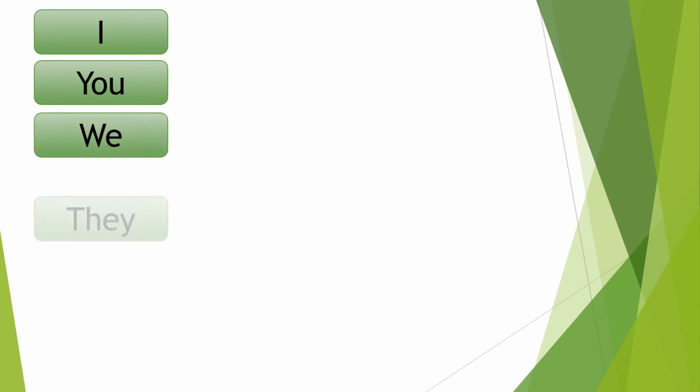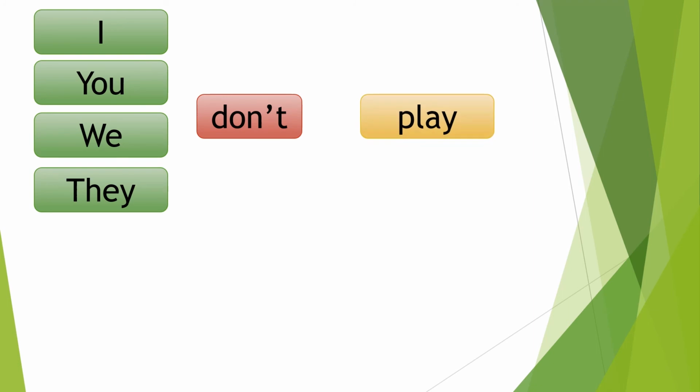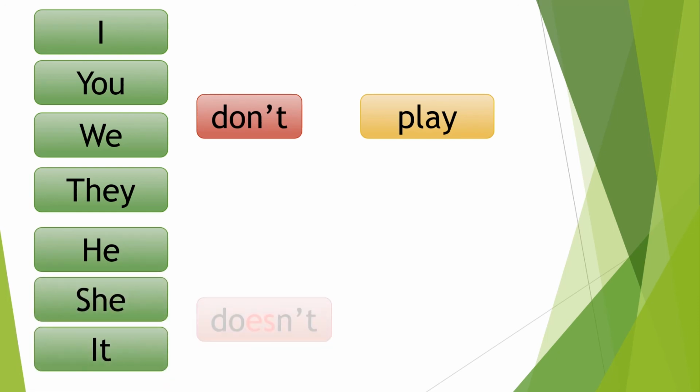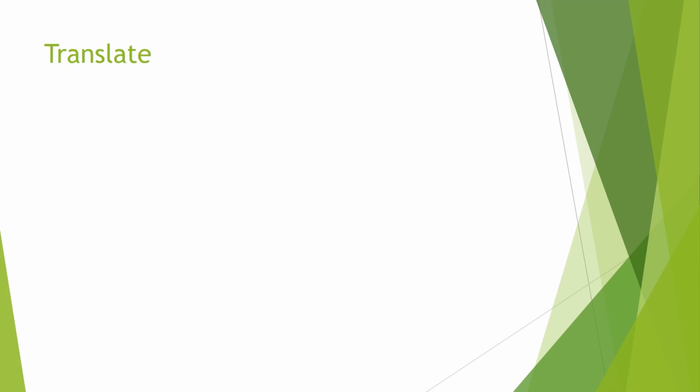After I, you, we, and they, we can use short forms, such as don't and the verb. For example, they don't play. And after he, she, and it, we can use doesn't and the verb. For example, she doesn't play. Now you can translate.